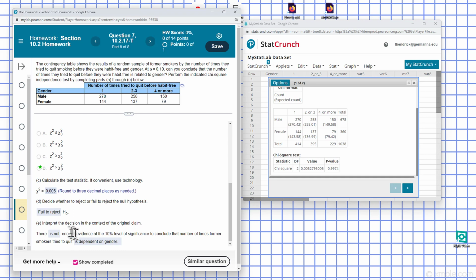Part E, there is not enough evidence at the 10% level to conclude the number of times former smokers tried to quit is dependent on gender. So there's some relationship there called is dependent on gender.